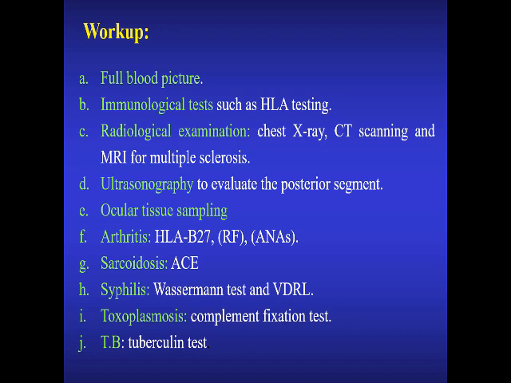radiological examination, chest X-ray, CT scanning and MRI for multiple sclerosis, ultrasonography to evaluate the posterior segment, especially in case of media opacity, ocular tissue sampling. Arthritis: you should perform HLA B27, rheumatoid factor, anti-nuclear antibodies. Sarcoidosis: you should perform angiotensin converting enzyme. Also, you can order the syphilis serology, the toxoplasmosis, and the tuberculin test.